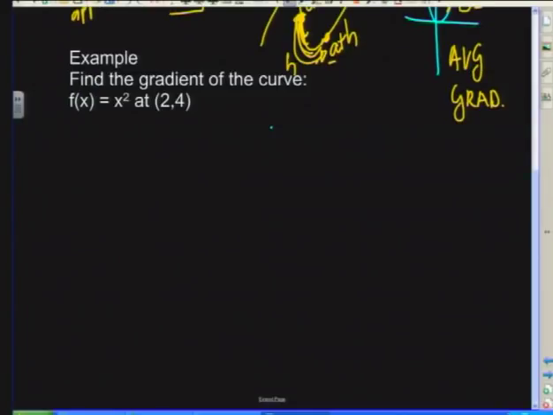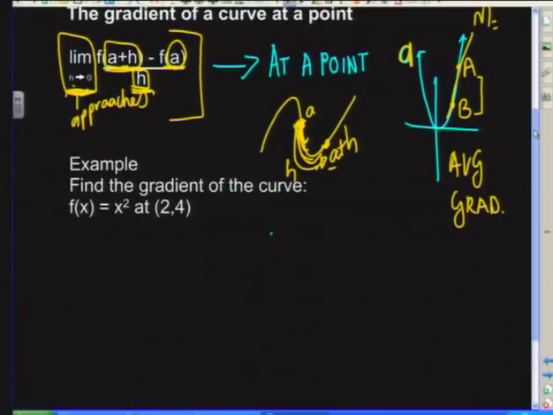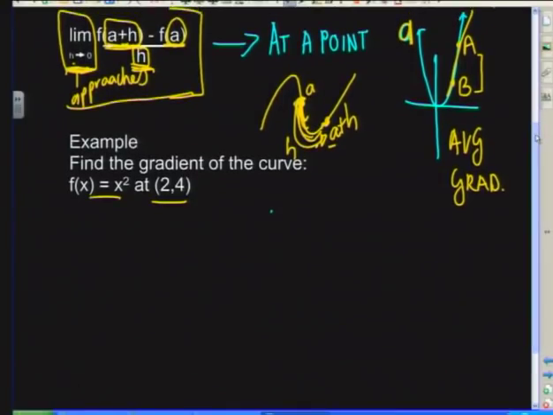There's no f dash x or anything. All they say is find the gradient of the curve of f of x equals x squared at the point 2, 4. So if I'm going to just use that formula, and remember I haven't introduced the concept of deriving it, so I'm just using that formula to find the gradient at a point on the curve. So it says, the formula says the limit as h approaches naught. Remember, we've got to have h approaching naught because that gives us a single point on the curve. And it's f of a plus h minus f of a all over h.